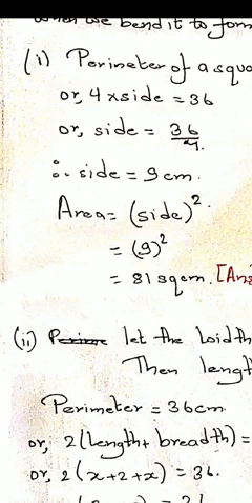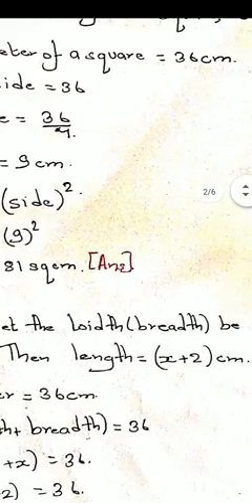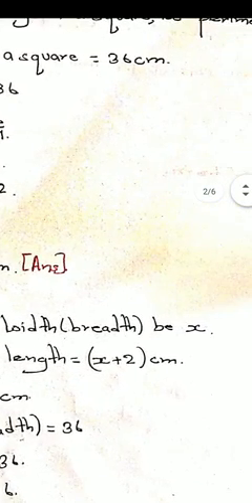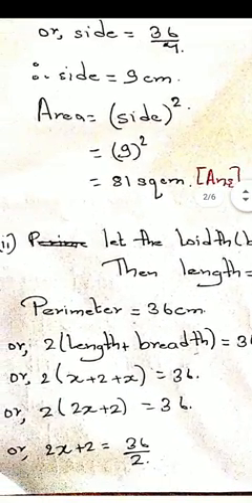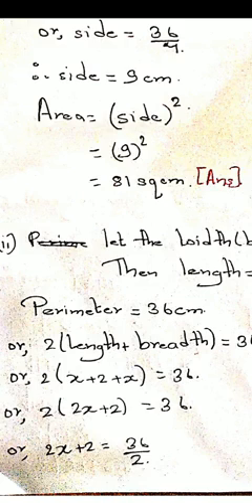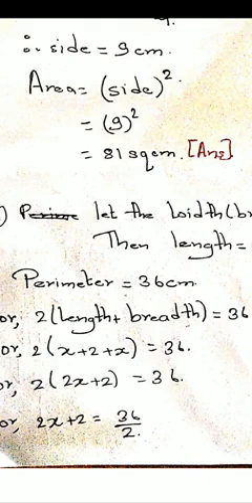problem that I have, which says we have to find the area of a rectangle where length is 2 centimeter more than the width. So let width be x, then length will become x plus 2 centimeter. As I've been telling you, again in this case also perimeter will be the same, right? So perimeter equals 36 centimeter, or 2 into length plus breadth equals 36, or 2 into x plus 2 plus x, because length is x plus 2 and breadth is x. So x plus 2 plus x equals 36, or 2 into 2x plus 2 equals 36.